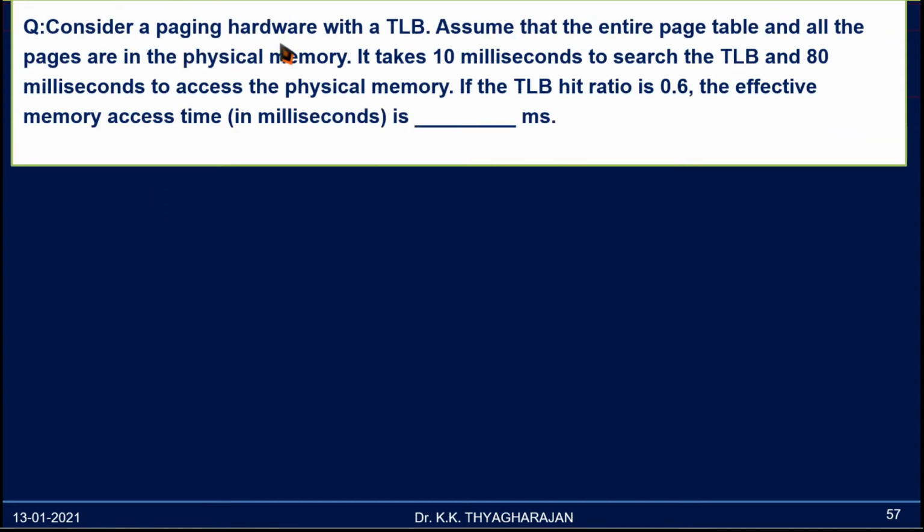Consider a paging hardware with the TLB. Assume that the entire page table and all the pages are in the physical memory. It takes 10 milliseconds to search the TLB and 80 milliseconds to access the physical memory. If the TLB hit ratio is 0.6, the effective memory access time in milliseconds is dash. The options are A 120, B 90, C 120, D 118. You see all these are given as milliseconds.